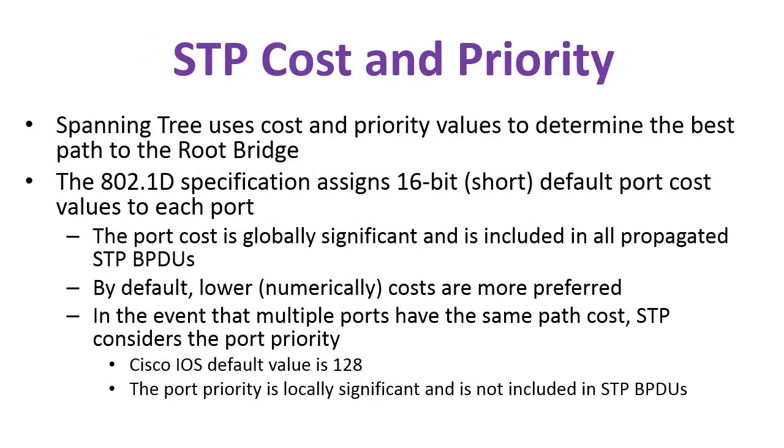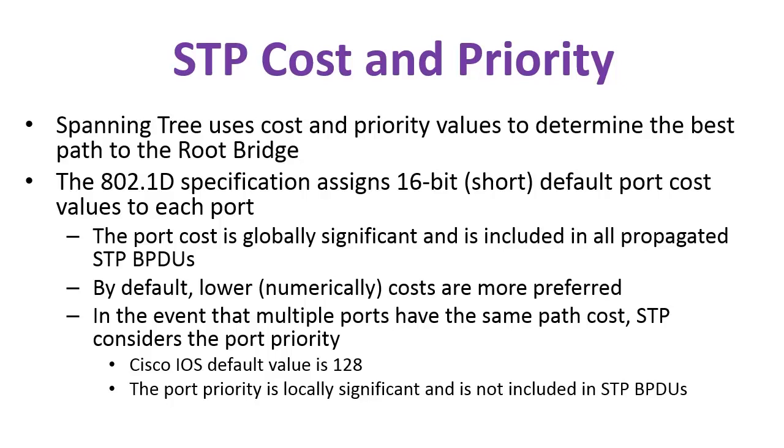Spanning Tree uses cost and priority values to determine the best path to the root bridge. The 802.1d specification assigns 16-bit default port cost values to each port. Now, note this before we dig into the actual port values: the port cost is globally significant and is included in all propagated BPDUs. By default, the lower costs are more preferred. You're going to see this in a second as we draw this out.